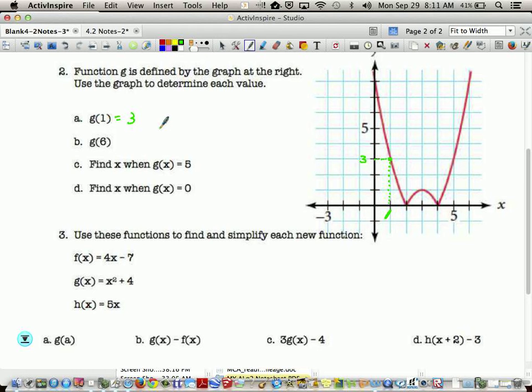So remember, the inputs correspond or correlate to the x values. Outputs correlate to the y values. So again, they're giving me 6. So let's go to 6. Do that with purple. That would be over here. I'm hitting there, and when I bring it across, what is my output up there? 5, 6, 7, 8. So I'm getting an output of 8.